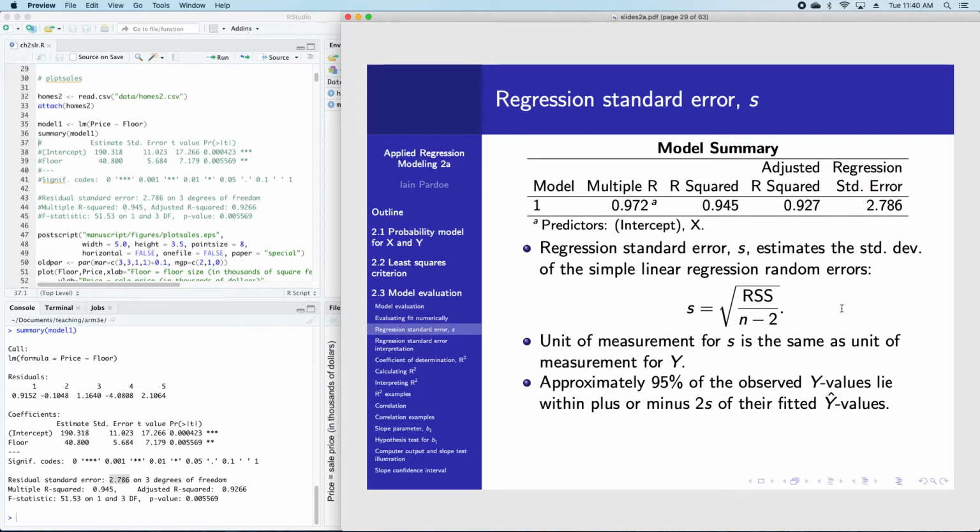So one thing to note is that the measurement unit for the regression standard error S is the same as the measurement unit for the response variable y. And that will help us understand one way of interpreting that estimate. And so we can say approximately 95% of the observed y values lie within plus or minus 2s of their fitted y hat values. And it's perhaps easier to think about that in a graph.